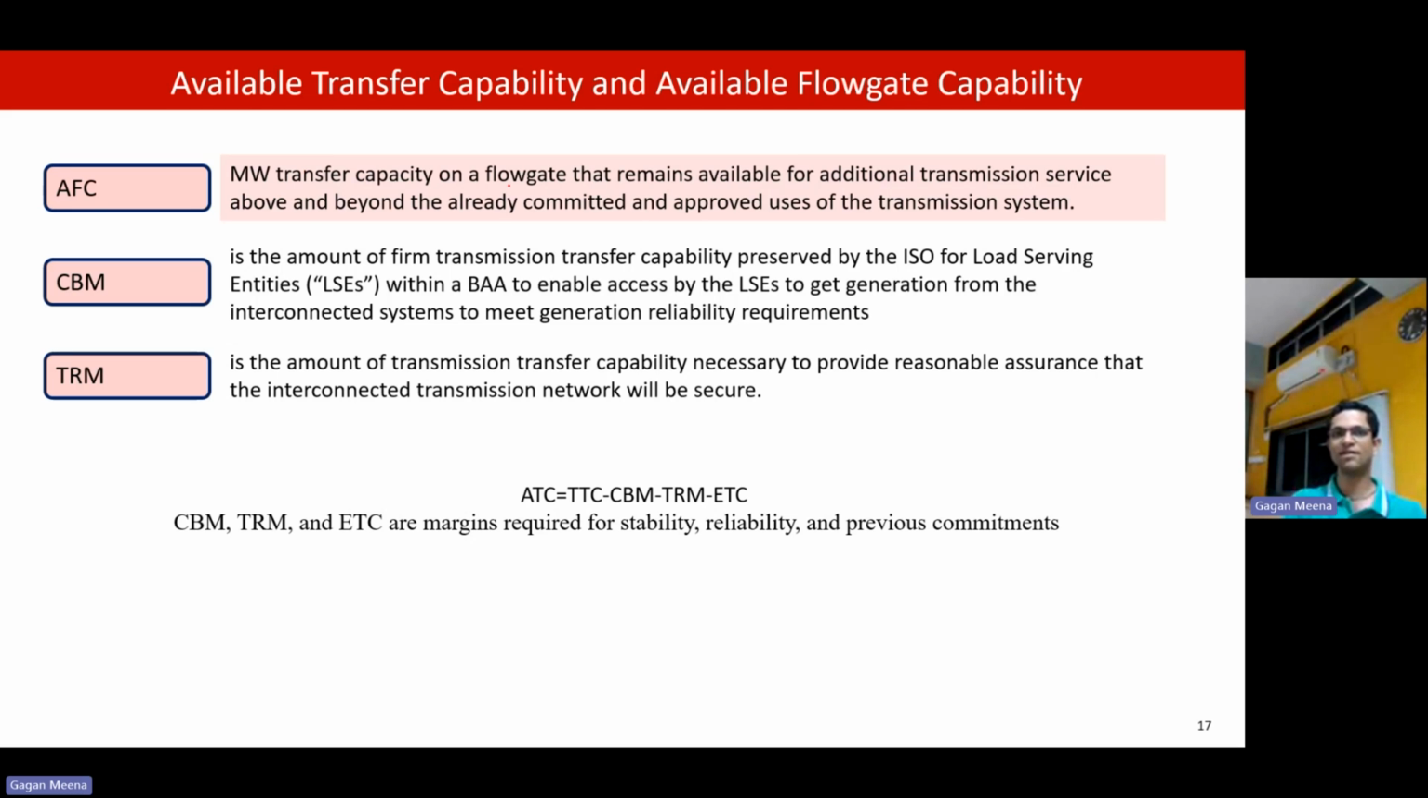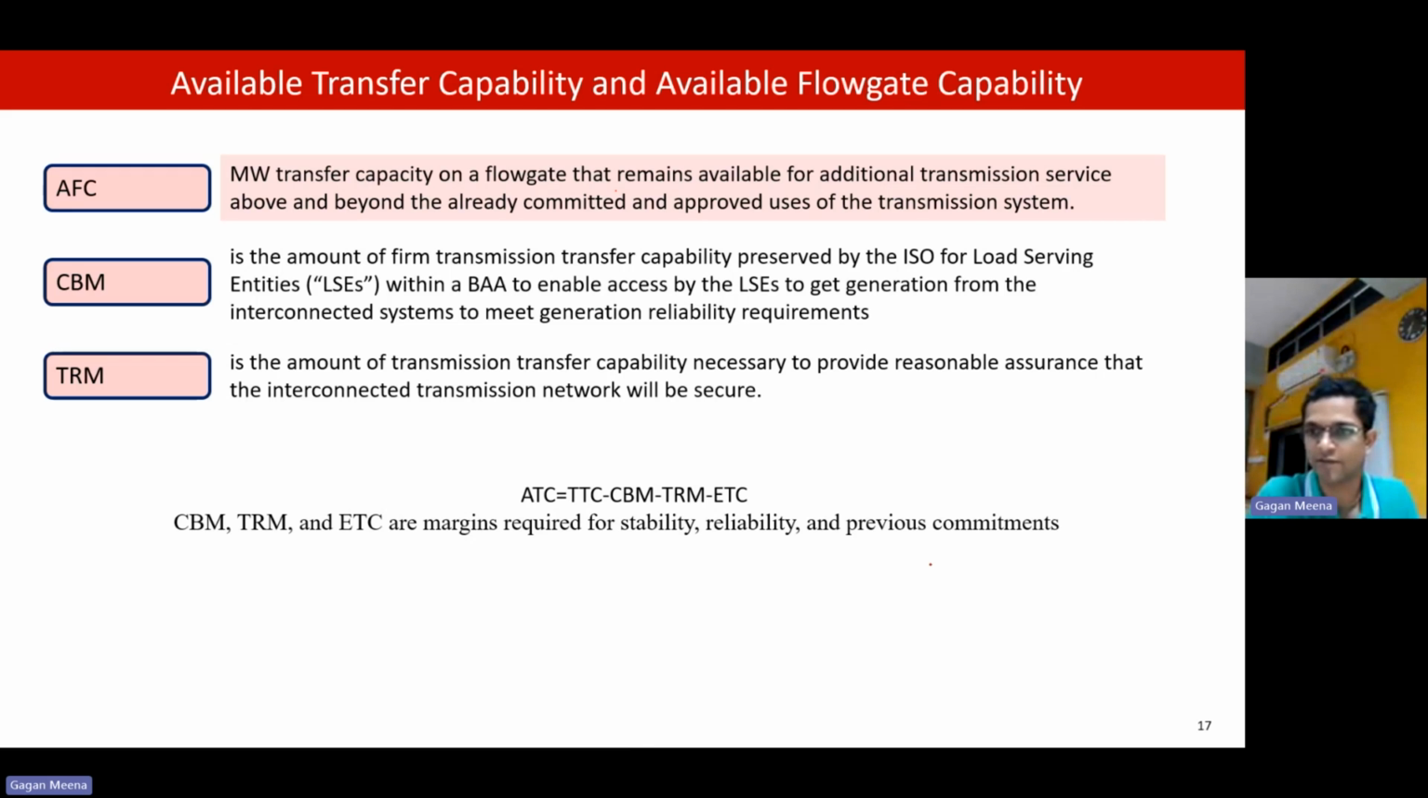It is the megawatt transfer capability on a flowgate that remains available for additional transmission service above and beyond the already committed and approved usage of the transmission system. It is the additional capability that remains available for additional transmission service. Before approving any transaction, we need to check whether there is available transmission capability or not. If it is not available, then that transaction cannot be approved.